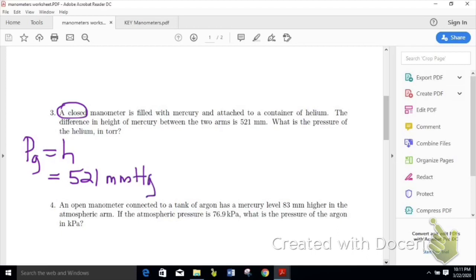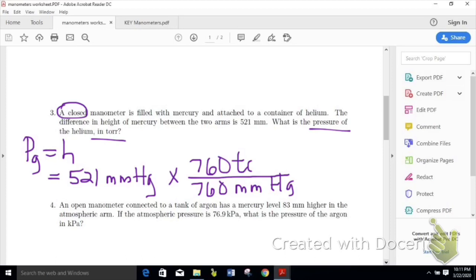If that was the only question, we'd be done, but it says, what is the pressure in torr? That's great because we know from looking at our conversions that 760 millimeters of mercury are the same as 760 torr. We really didn't need to write this, we're just doing it to show how units would cancel. And we are going to get 521 torr as our answer.